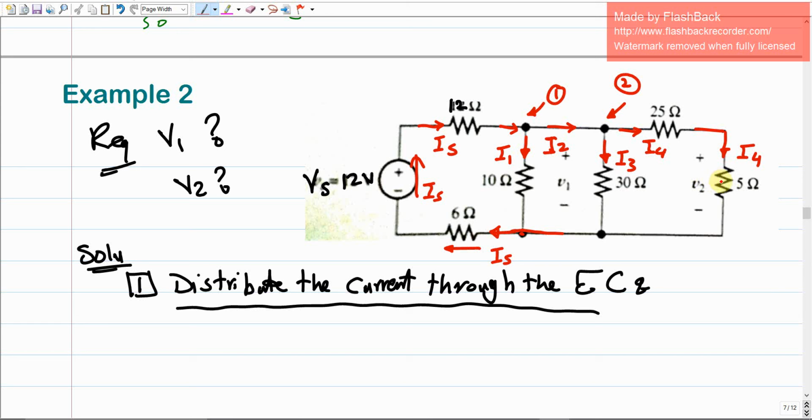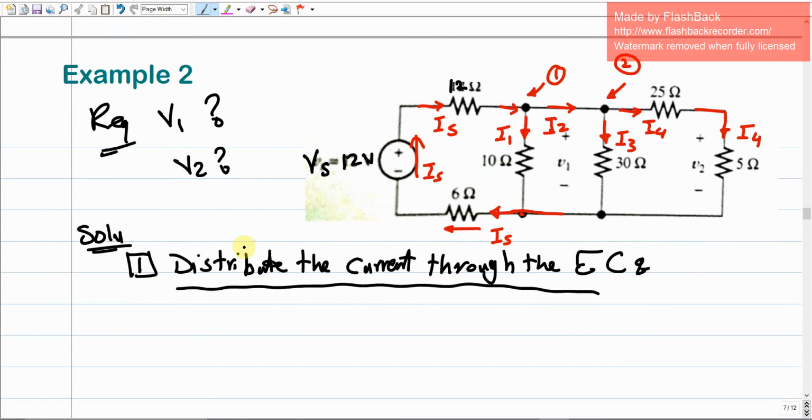Make sense? So if I ask you what is the relation between the 5 ohms and the 25 ohm, they are in series. Why in series? Because they do have the same current. Agree? So step 1 is just to distribute the current through the electrical circuit, and we did that. Second step, or step 2, is just to calculate the overall equivalent resistance for the electrical circuit.